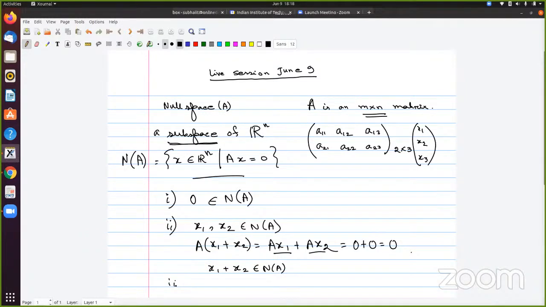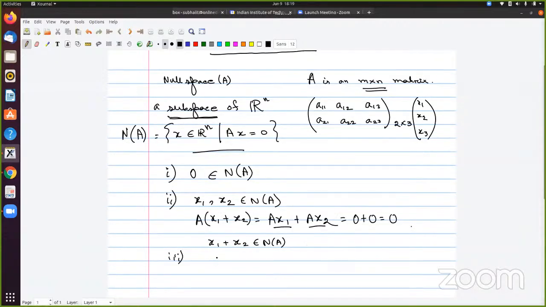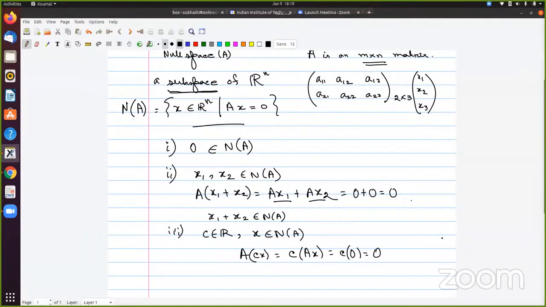This is the same as saying that if x1 and x2 are solutions, then x1 plus x2 is also a solution. Exactly. Correct. Closure on scalar multiplication. If scalar c is a real number and x is in N of A, then A of cx is the same as c of Ax. Now Ax is 0, so c of 0 is 0. So cx is in N of A. So this null space is a subspace. That part is clear, right?